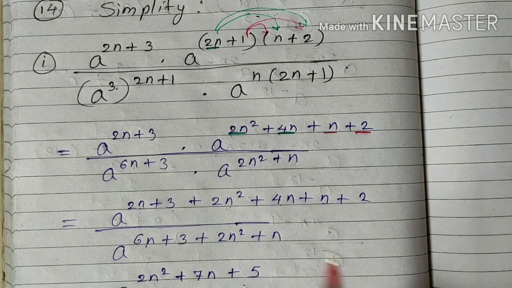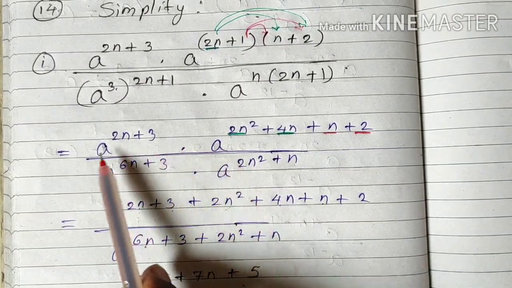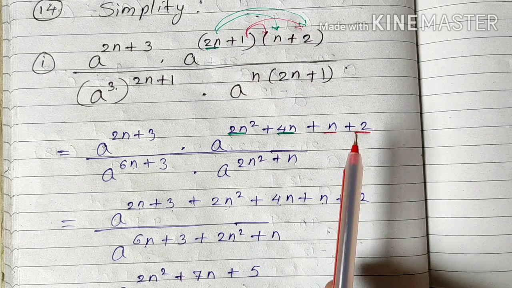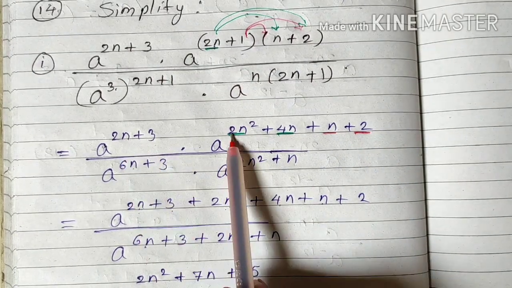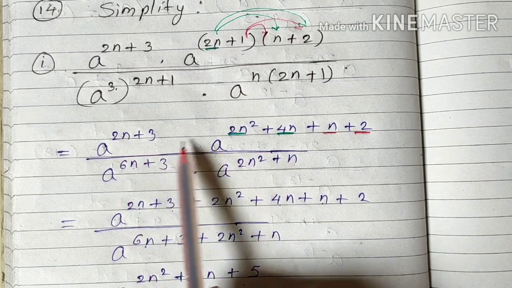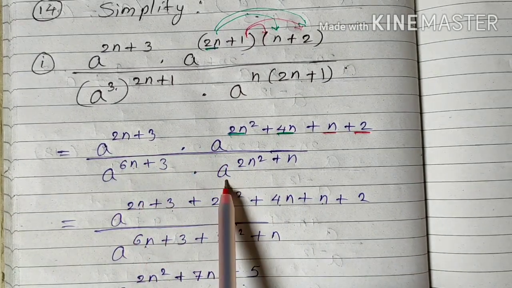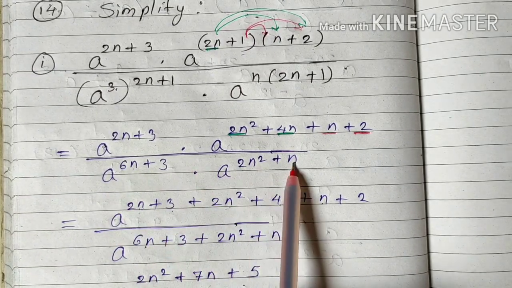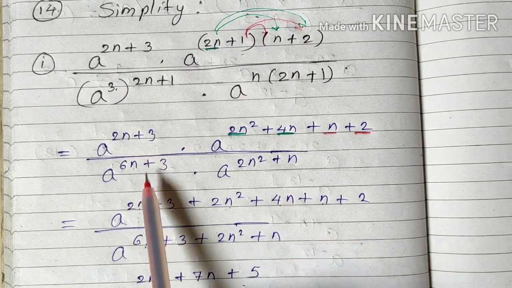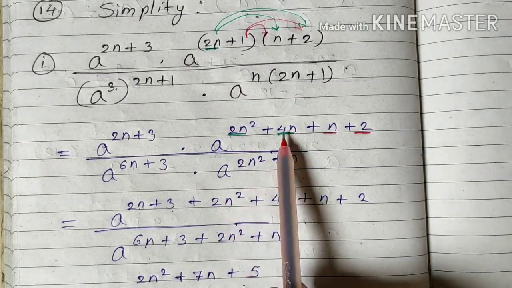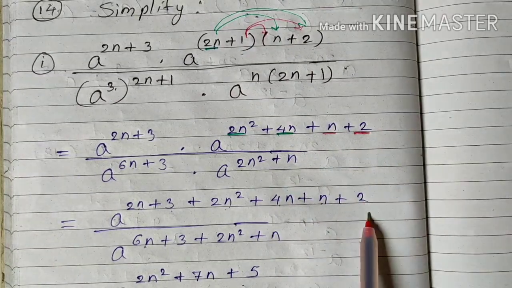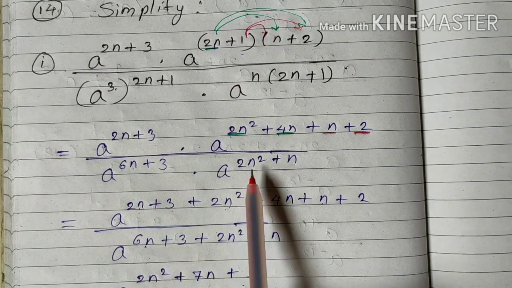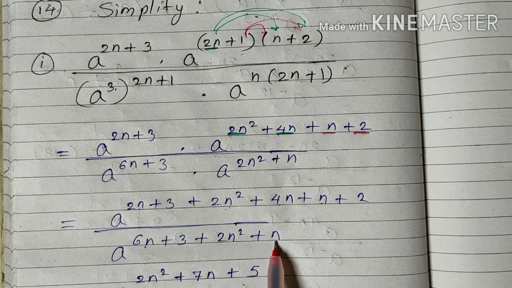Now, since their bases are equal, there must be the addition of their powers by using the product law. So we added all the powers of this a in the numerator, and the same thing is applicable for the denominator. Now it becomes 2n plus 3, 2n square plus 4n plus n plus 2. In the denominator also 6n plus 3, 6n plus 3 plus 2n square plus n. Got it?